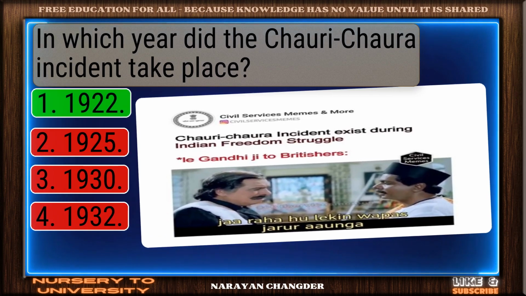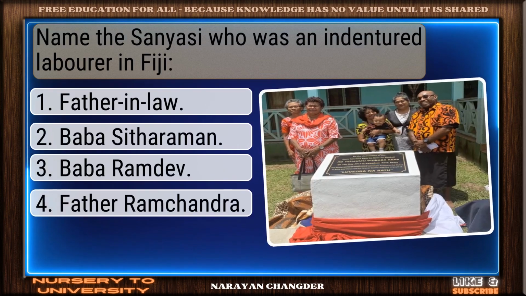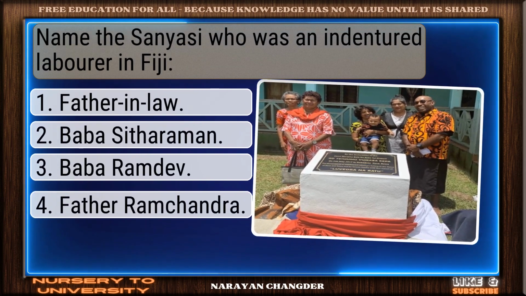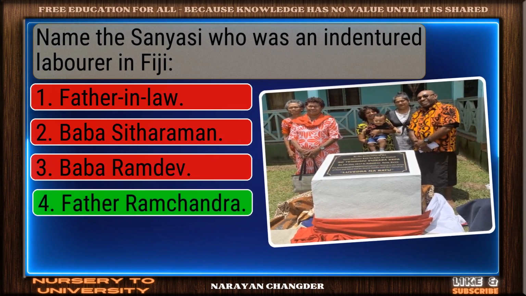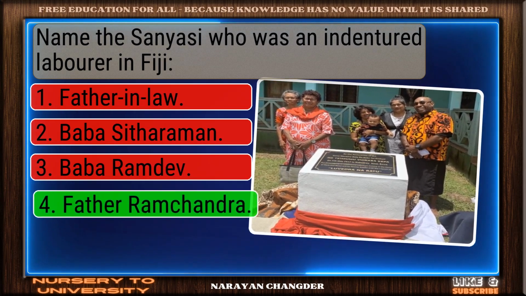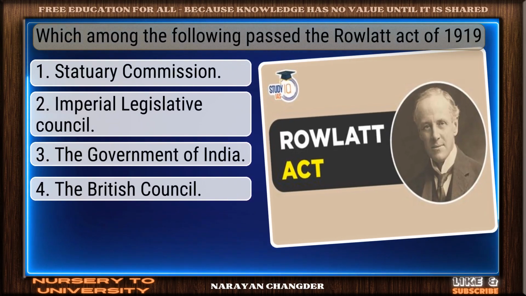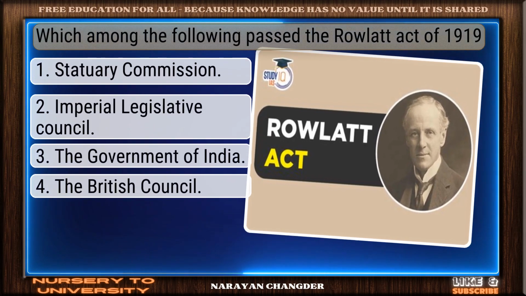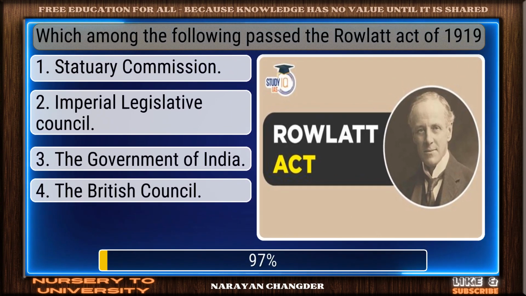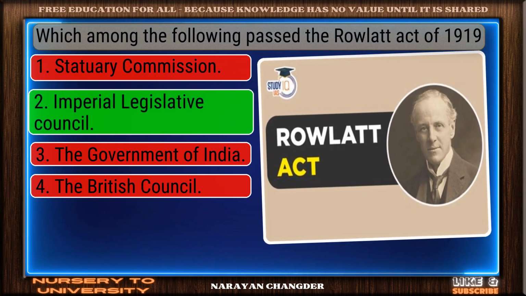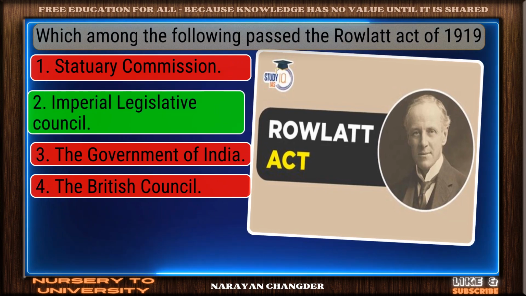Excellent choice. 1922 is right. Name the sannyasi who was an indentured laborer in Fiji. Right choice. Father Ramchandra is best. Which among the following passed the Rowlatt Act of 1919? Right again. Imperial Legislative Council is valid.